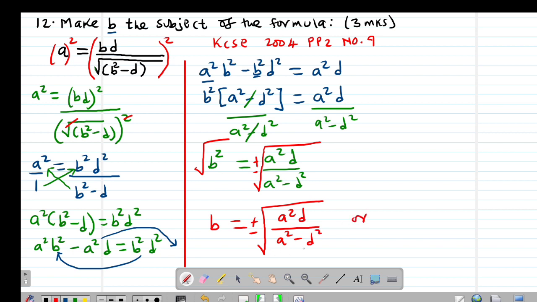Or remember, this is also a difference of two squares, so you can also say B is equal to plus or minus the root of A squared D divided by, this is a difference of two squares, so I can write it as A plus D, into bracket A minus D. It is simply the same thing. So either this solution or this other solution are both acceptable values of B.